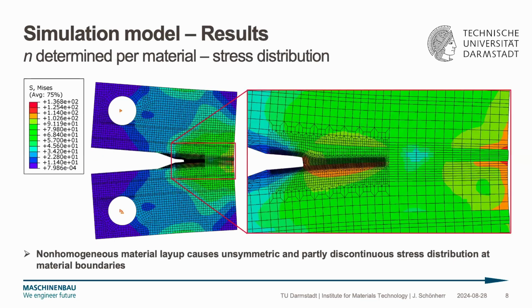This translates, with such an inhomogeneous specimen, to an inhomogeneous stress field. As you can see here, there are the Mises stresses for a time step of, I think, 15,000 hours of testing for the latest material data set described. Over these boundaries there are discontinuities in stresses, and the whole specimen, as you can see, is deformed a bit unsymmetrically.